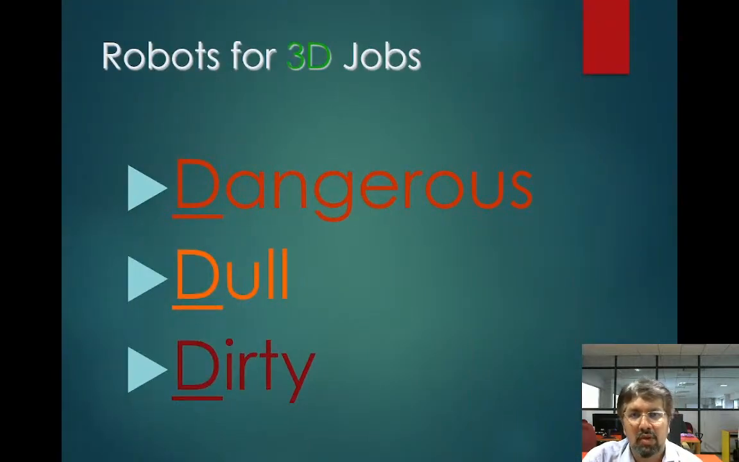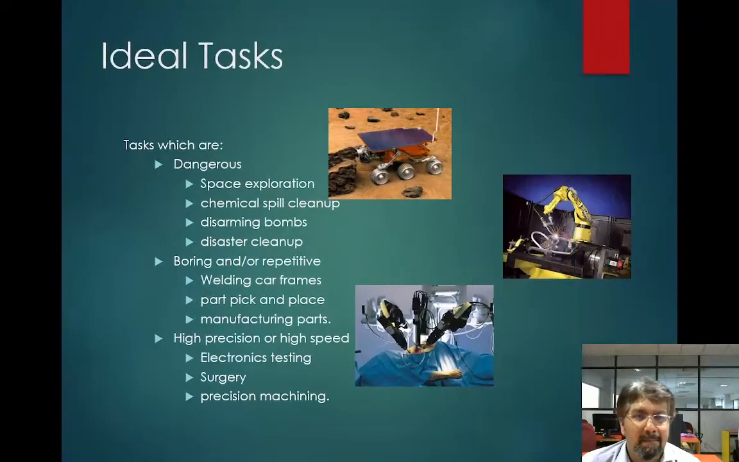Robots are generally used for the 3 D jobs here, D being dangerous, dull, and dirty, which are not done by human beings in measure. So ideal tasks for robots are, in case of dangerous, space exploration, chemical spill cleanup, and disarming bombs, as well as disaster cleanup. Along with that, it is used for boring and repetitive tasks like welding car frames, part pick and place, as well as manufacturing parts. Then it is used for high precision and high speed, which could be in electronics testing. Then it is also used in surgery, where they are called robots, and again for precision machining also.